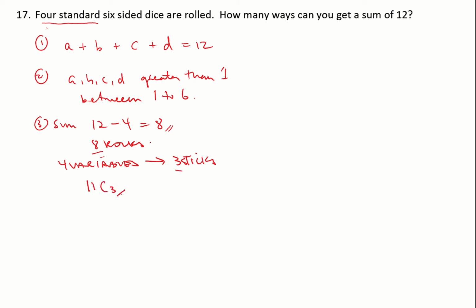You must choose 3. So 11 choose 3 will give you 11, 10, 9 over 1, 2, 3. You simplify all this, so this becomes a 5. That becomes a 3. That becomes a 5. So 15, 15. So 165 ways so far.